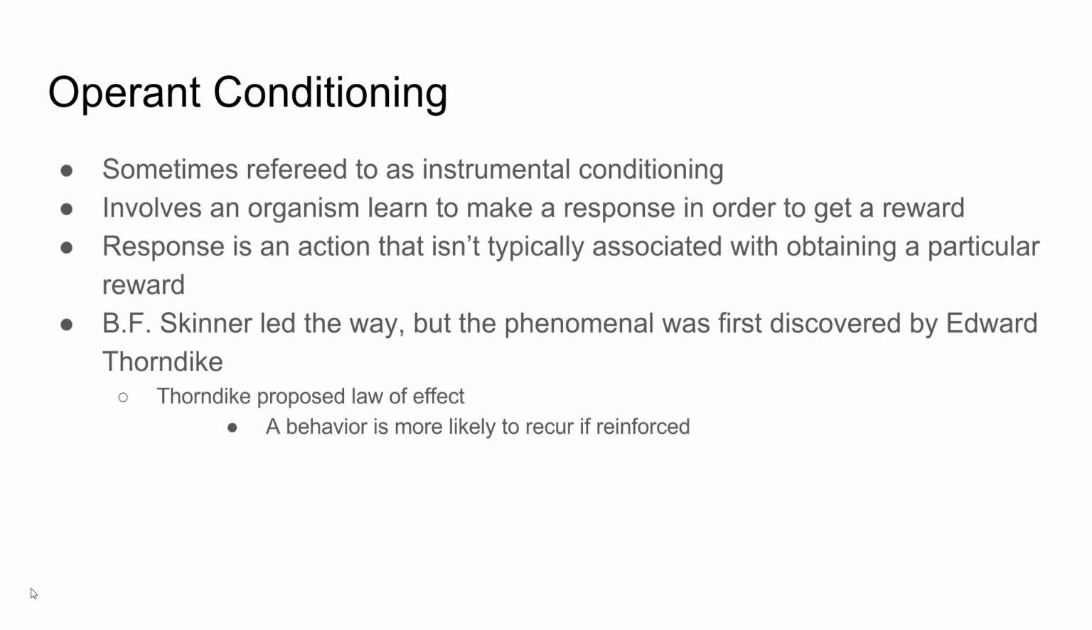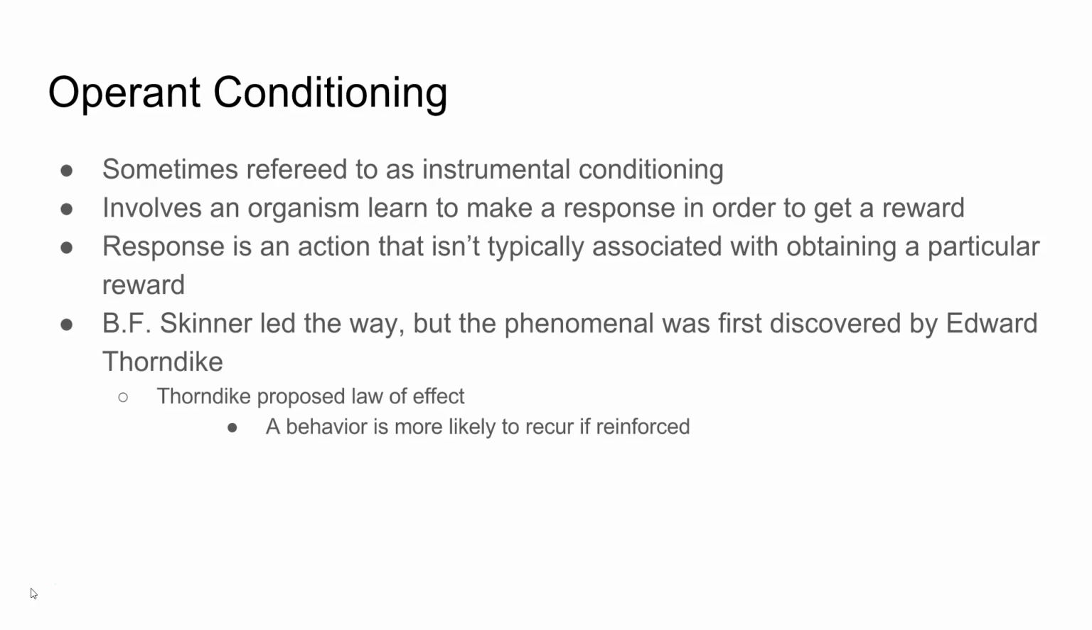So the main idea behind operant conditioning is that an organism learns to make a response to a stimulus in order to get a reward. So they learn to respond because they know that if they respond, they get something. And the response that they do is not an action that's typically associated with a particular reward. So that's what's unique: you train them to do this thing that is unnatural or would not necessarily lead to something, and get a reward that is not normal. We'll talk a little bit more about that as we move forward.